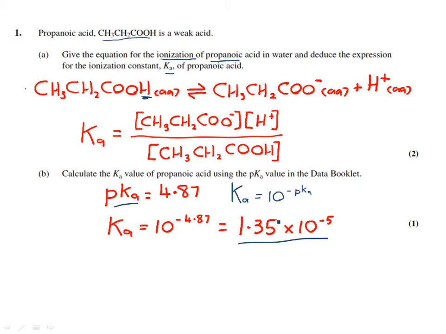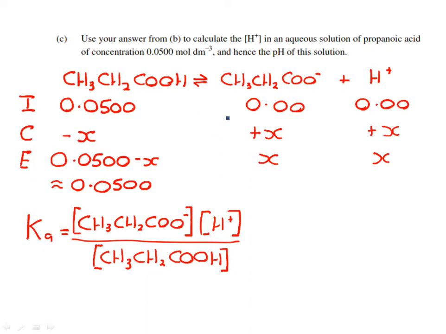Relatively simple. Now, part C is more challenging, so use your answer from part B to calculate the concentration of hydrogen ions, H+, in an aqueous solution of propanoic acid of concentration 0.0500 mole per decimeter cubed, and hence the pH of this solution. So what you need to do here is you need to have an ICE box, okay? So it's helpful to write the equation at the top, okay? And then you've got the initial, change, equilibrium down the side here.